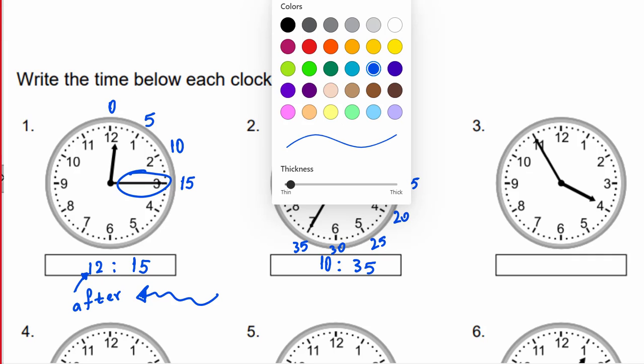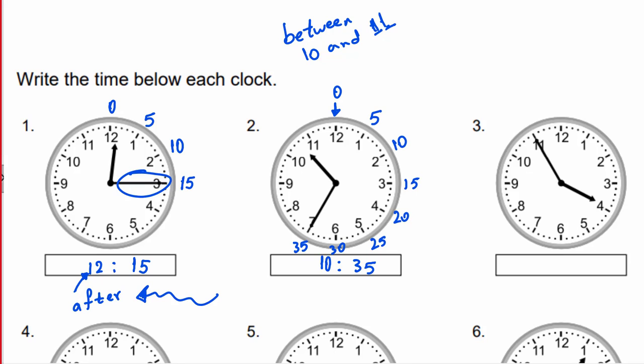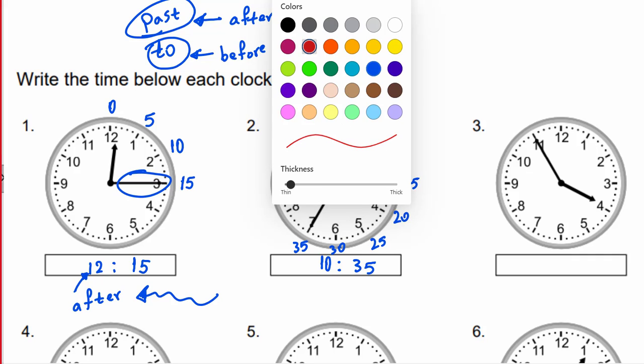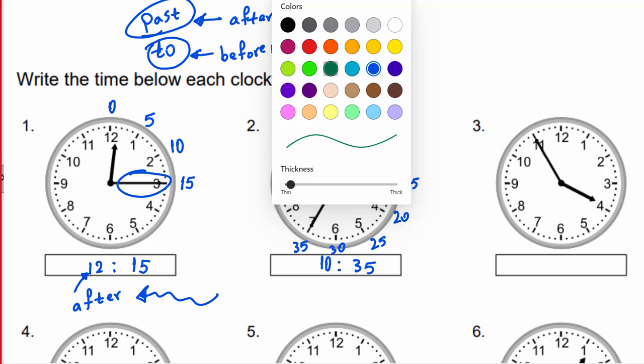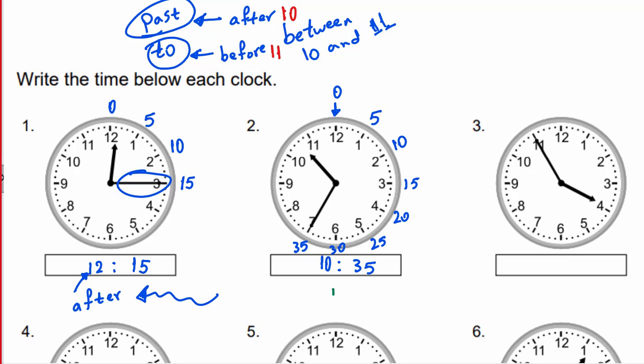Okay, thank you, Ammar. And now, my heroes, I need to read it. How to read it? To read this, we can use past or to. Past means after, and to means before. So it's after 10 and before 11. So if you want to read it, we can use after, which is this word, past. Past what? Past 10. But if we use to, we will use 11.